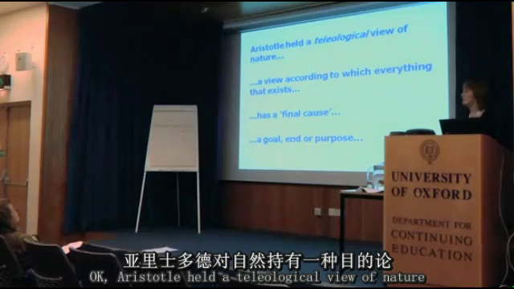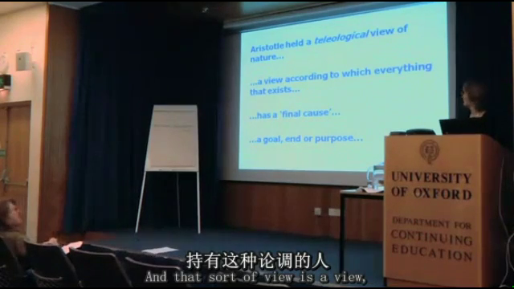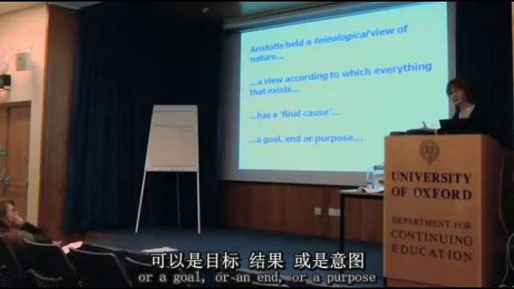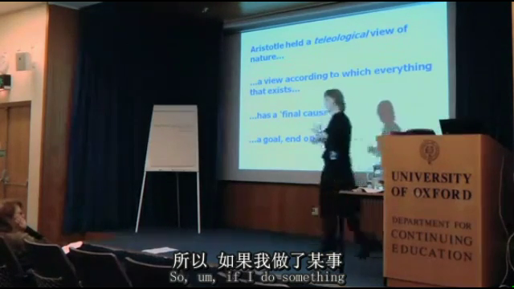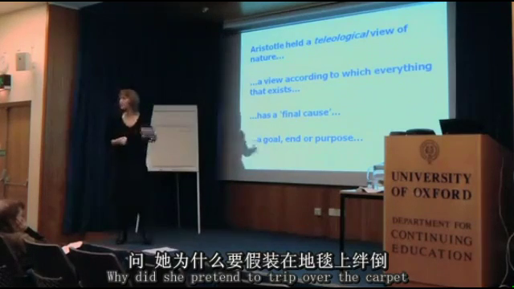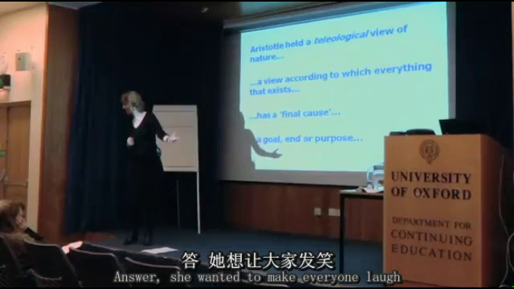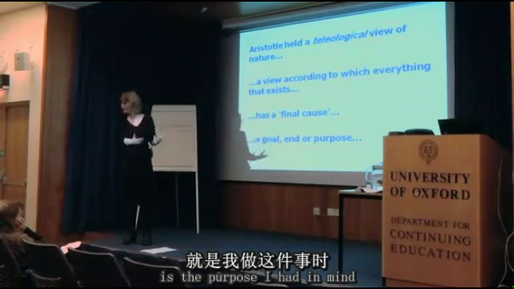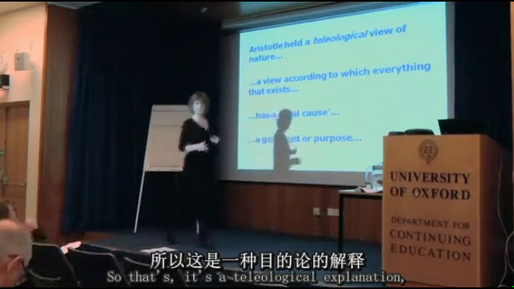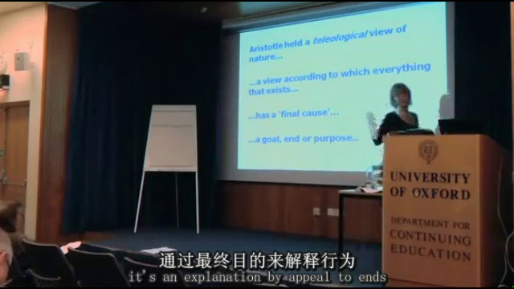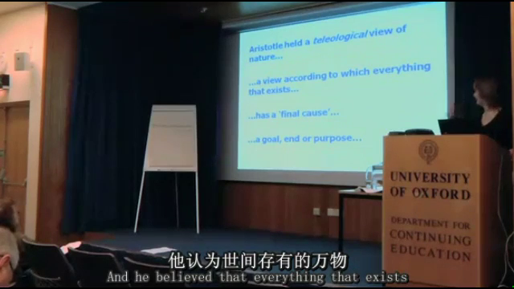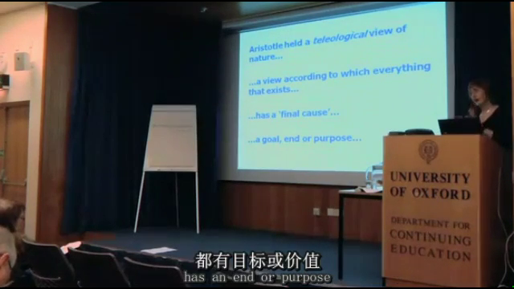Aristotle held a teleological view of nature, a view according to which everything has a final cause, or a goal, or an end, or a purpose. If I do something and you explain what I do by appeal to a purpose I have in doing it, for example, why did she pretend to trip over the carpet? Answer: she wanted to make everyone laugh. My wanting to make everyone laugh is the purpose I had in mind in performing that action, and that's an explanation of the action. So it's a teleological explanation, an explanation by appeal to ends. Aristotle was very keen on teleological explanation, and he believed that everything that exists has an end or purpose.